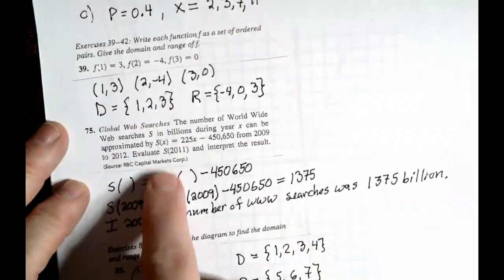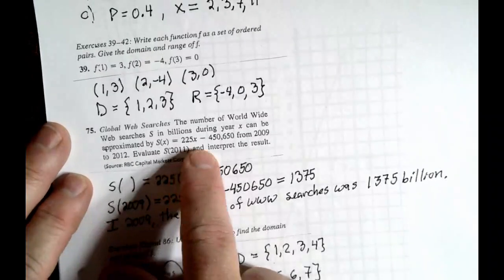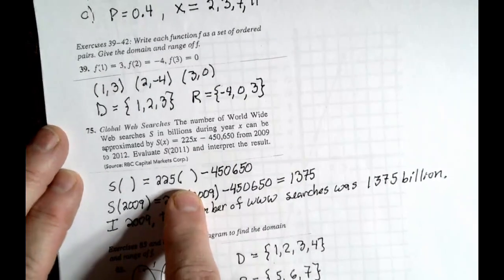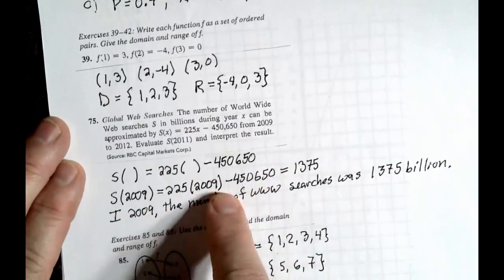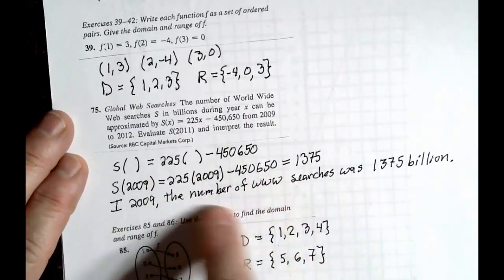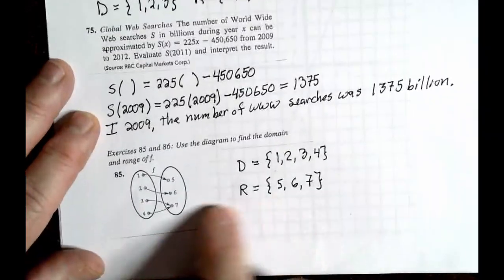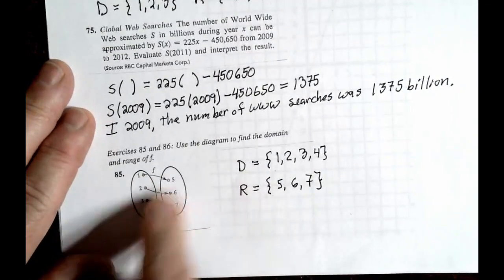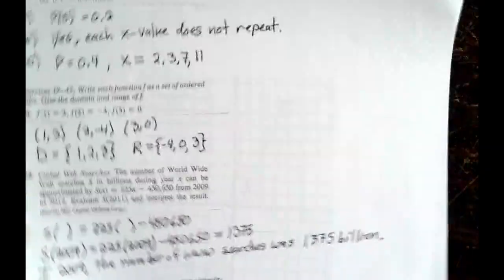Alright, so now this one says S of x equals 225x minus 450, so S of blank equals 225 blank minus that. So now you plug in 2009 into there and you get your answer. Okay, use the diagram to find the domain and range. So your domain is 1, 2, 3, 4. Your range is 5, 6, 7. That's it.